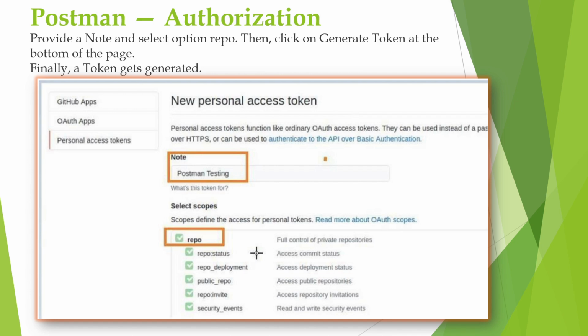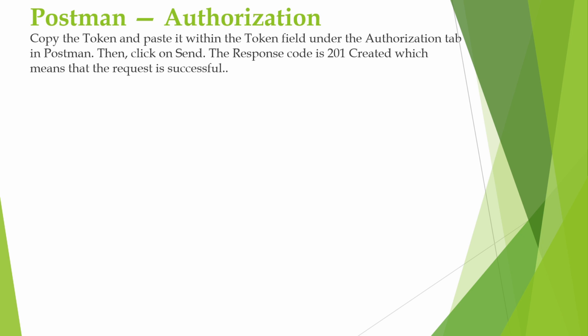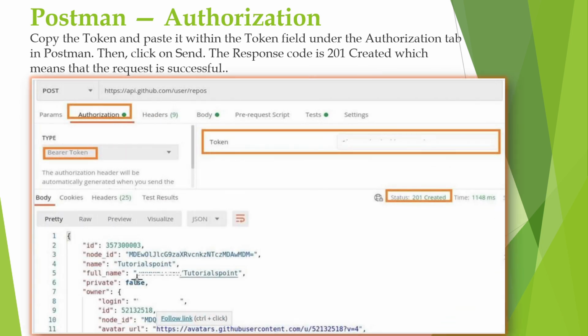Now copy this token and paste it within the token field under the authorization tab in the Postman tool. After that, click on send. Now you can see the response code of 201 will be obtained, which means that the request is successful.